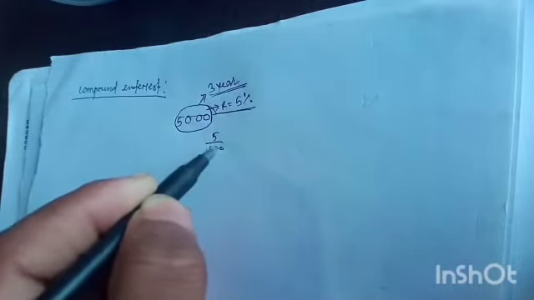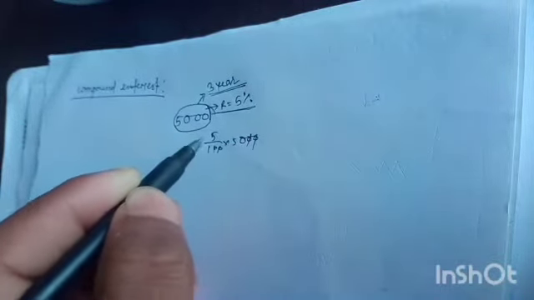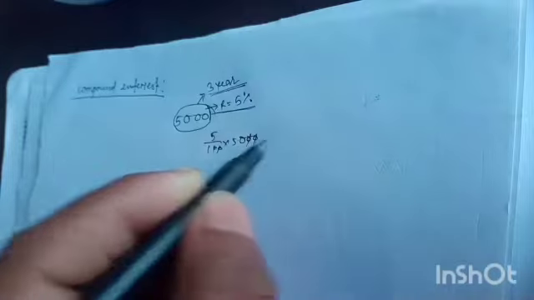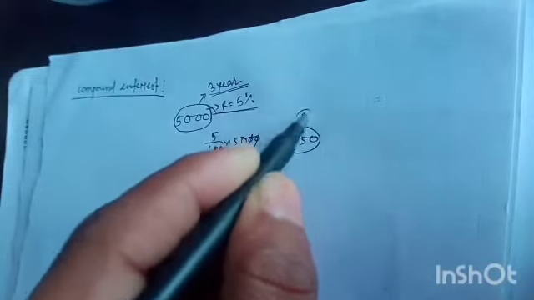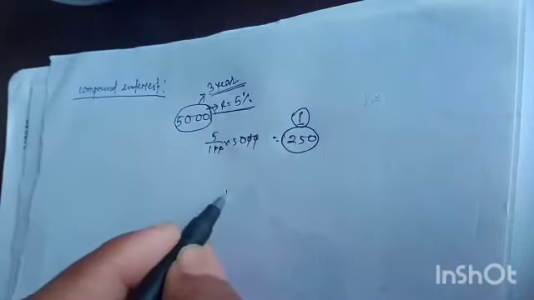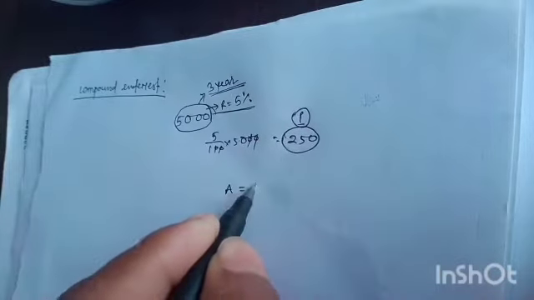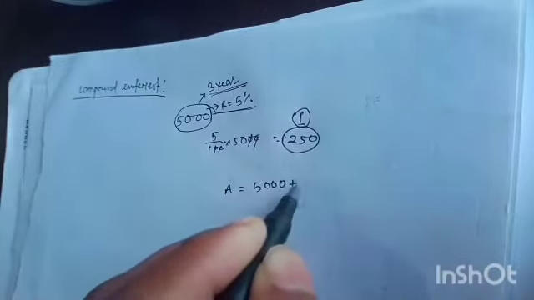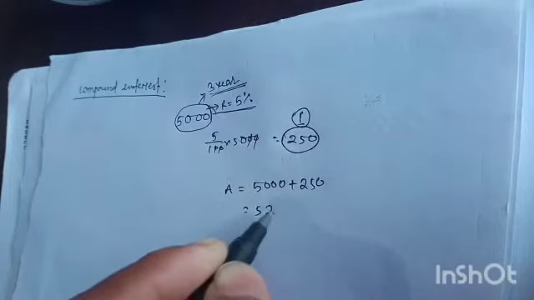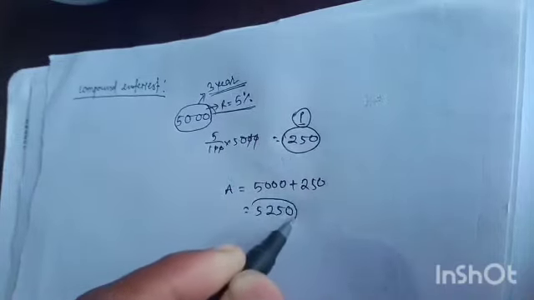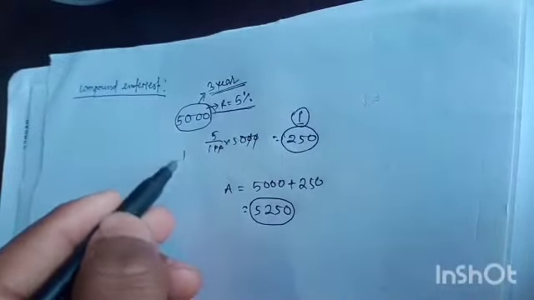5 by 100 into 5,000. Zero cancel, zero cancel, 5 into 50 is 250. This is the interest. So the amount after 1 year will be 5,000 plus 250, the interest, which is 5,250. This is for 1 year, so cancel it.